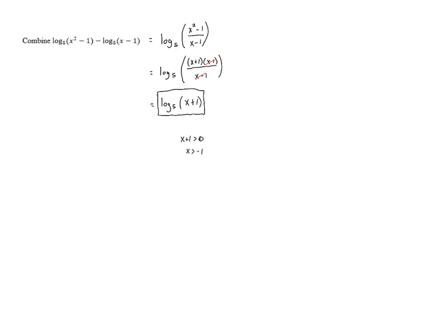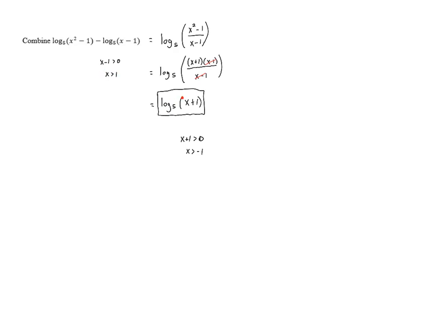However, if we look at the original expression, notice this x minus 1. For that argument to be greater than 0, we would need to have x greater than 1. So this simplified version, unfortunately, isn't the whole picture, because we know that for the original expression to be valid, x has to be greater than 1.